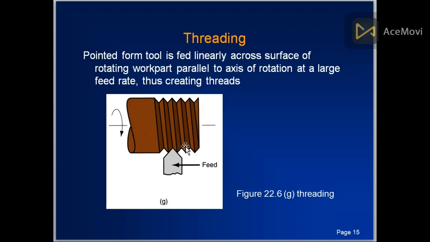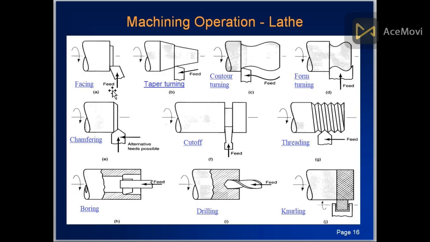Threading: the single pointed tool is fed inward and the feed is given at a high rate. High feed is given to this tool, and the threads are formed on the work part. This is the facing process. This is taper turning. Contour turning, form turning, chamfering, cutoff, threading. Boring is internal, drilling, and knurling.